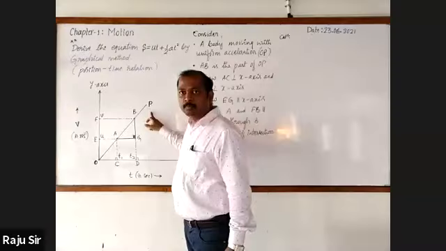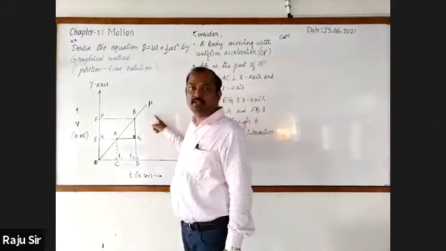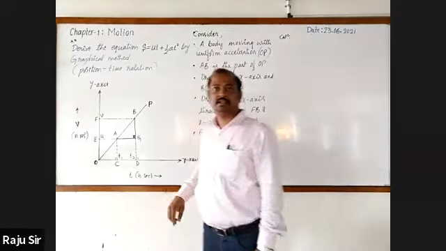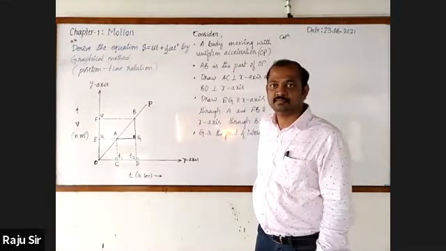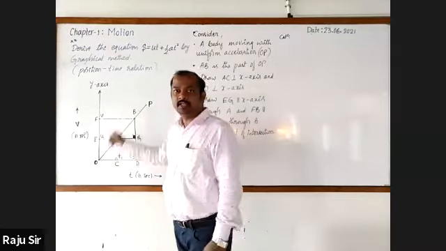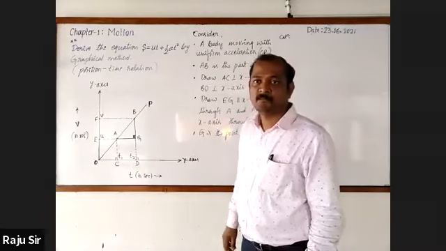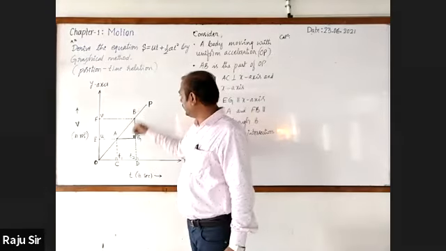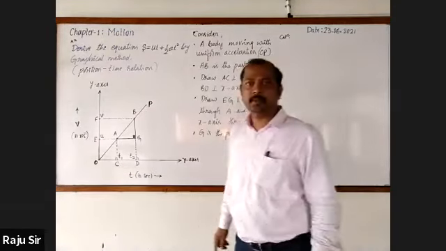Next, draw the line OP which represents uniform acceleration. Next, take a part of it, AB. And draw the perpendicular line from A as well as from B.